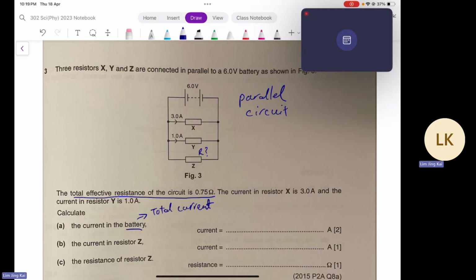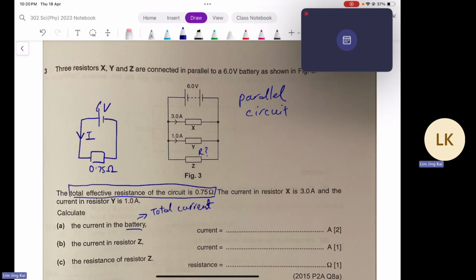However, we are given this information, which is the total effective resistance of the circuit is 0.75 ohms. So this tells us that when we look at the circuit itself, it is just this circuit, where 0.75 ohms is here, 6 volts EMF is here. Through this new diagram that I've drawn for myself, I can easily tell that this is the current I'm looking for, the total current.